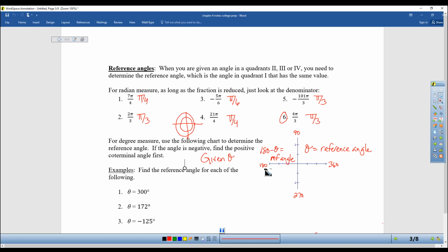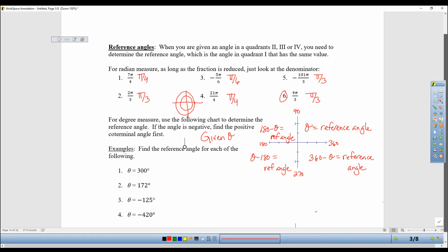So if you get an angle between 180 and 270, then you can do theta minus 180, and that will give you the reference angle. And if you get something between 270 and 360, that means you're in quadrant 4, and you can do 360 minus theta, and that will give you the reference angle. So there's your little formula chart. That's how you find the reference angle if it's in degrees. If it's in radians, it's a piece of cake. A little bit more work for degrees.